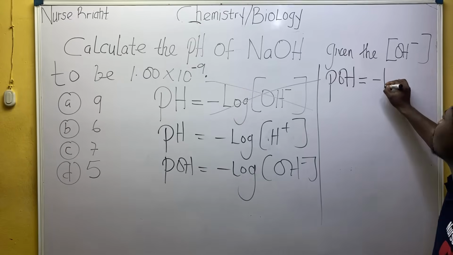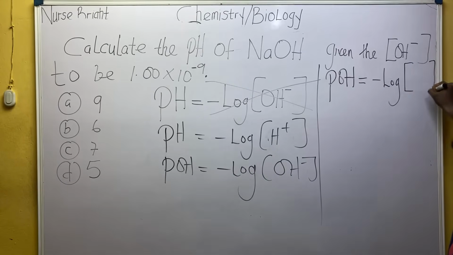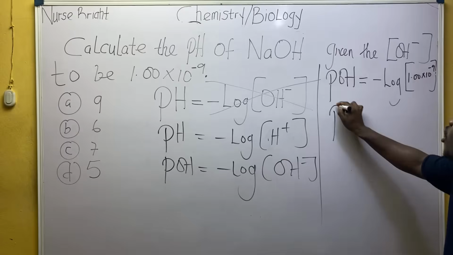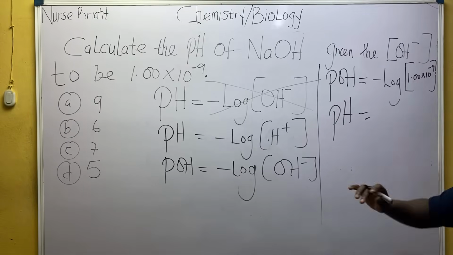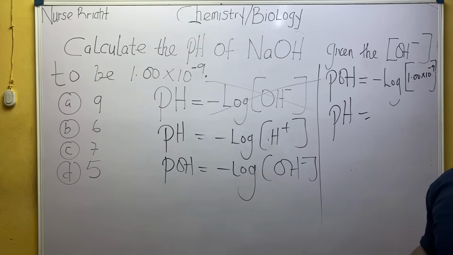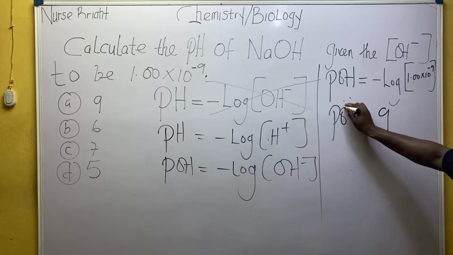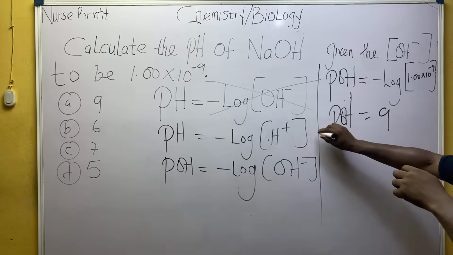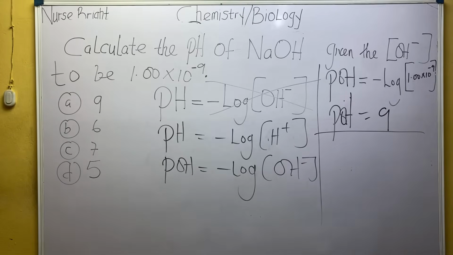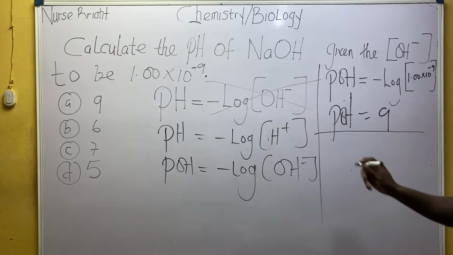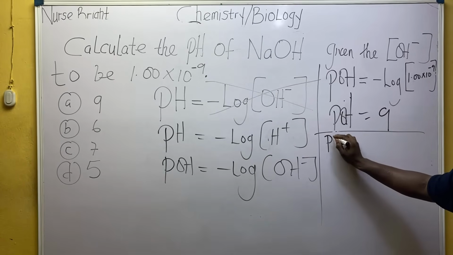So pOH is minus log of [OH-]. What is the OH- in the question? 1.00 times 10 to the power minus 9. When you are given values like 1.00, the power will not be the answer, the answer is in positive form. But because pOH has OH-, we can no longer relate pH and OH-. So we now simply convert our pOH to pH.